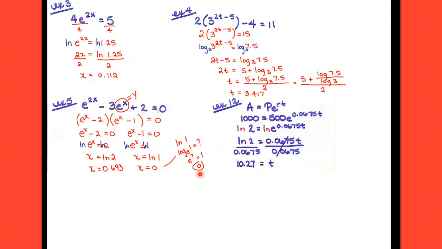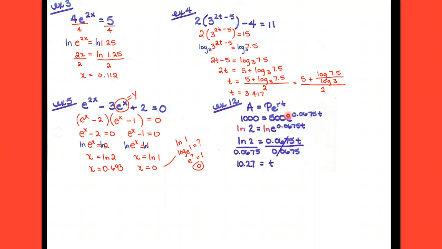Example 12, it says you've deposited $500 in an account that pays 6.75% interest compounded continuously. How long will it take your money to double? All right, so remember our continuously compounding interest formula that we learned earlier in this chapter. That's A equals P e to the rt. They told me that we are depositing $500. What's 500? That's P, our principal, right?